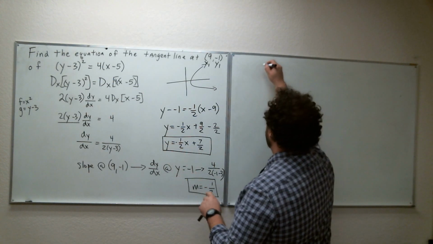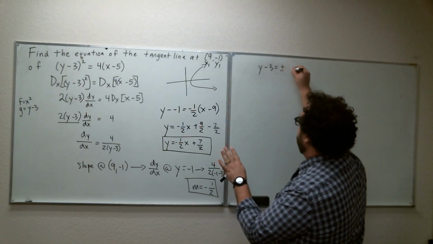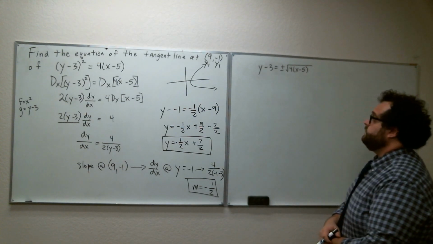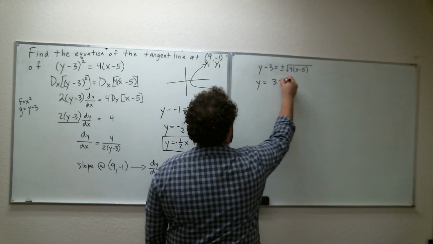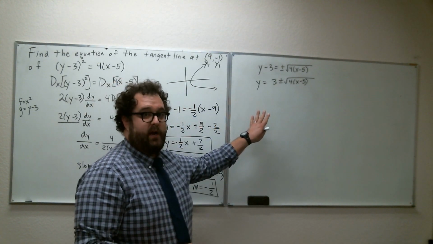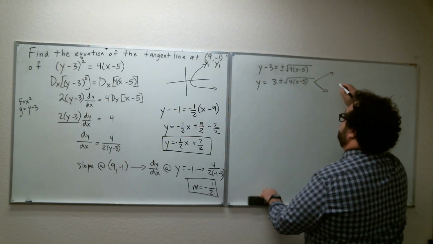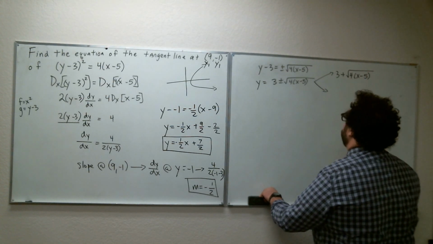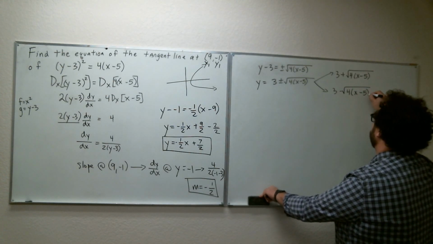If we take the square root of both sides, we'll get y minus 3 equals, and we have to use a plus or minus right here. So plus or minus the square root of 4 times x minus 5. And then if we solve for y, we simply add 3 to both sides, and we get y equals 3 plus or minus the square root of 4 times x minus 5. So there are two explicit functions there. There really is no order here, but one of the functions is 3 plus the square root of 4 times x minus 5. The other is 3 minus the square root of 4 times x minus 5.